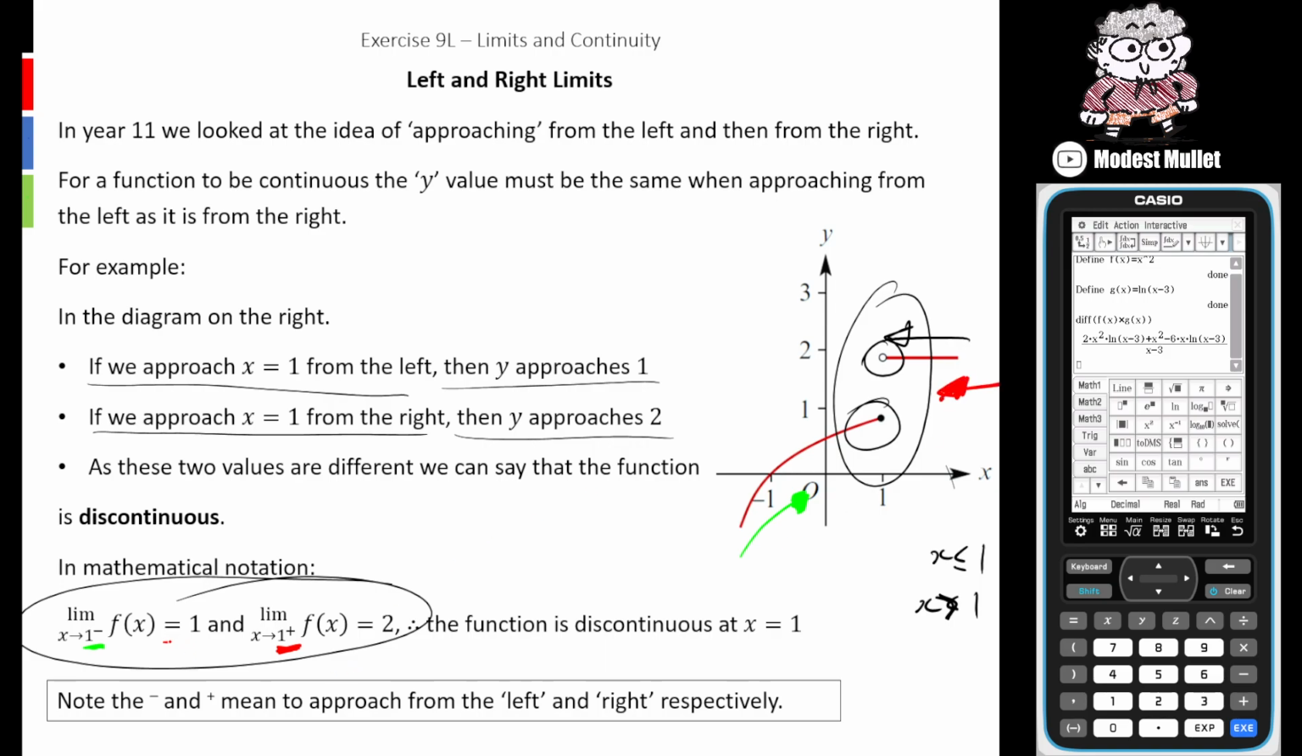As we can see, the limit on the left-hand side is 1, and the limit on the right-hand side is 2. That's what the y value is getting closer and closer to, and this is the notation we use. Sorry, the limit from the left is 1, the limit from the right is 2. Therefore, since they're different, we can say the function is discontinuous at x equals 1. So a lot of these checks asking if the function is continuous are looking for whether there is any point where it's discontinuous, and if so, this is the notation we're going to have to write.